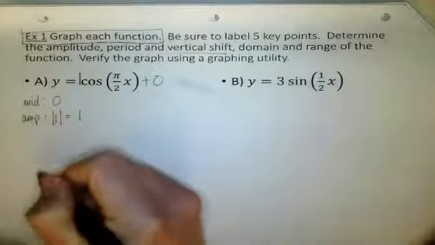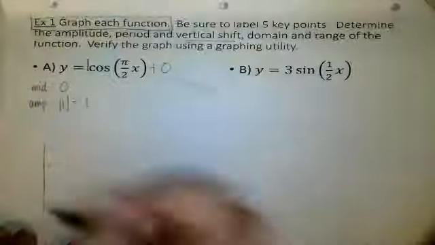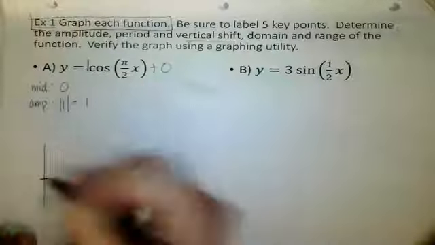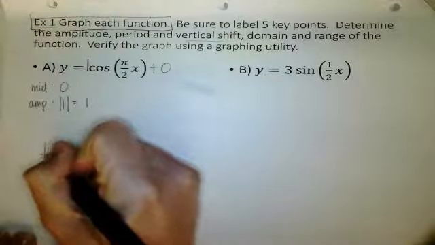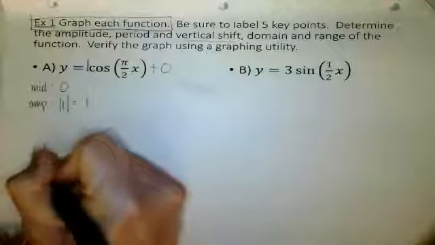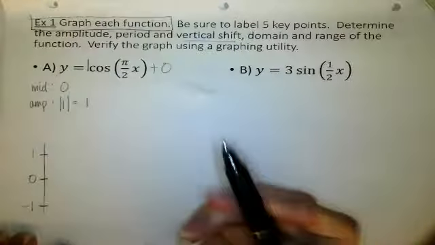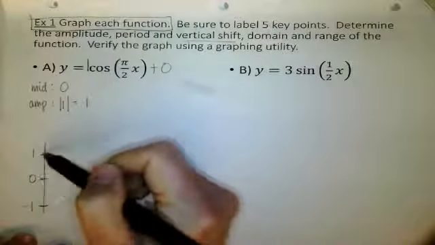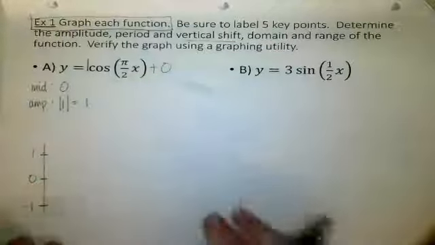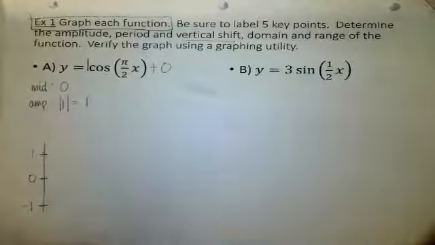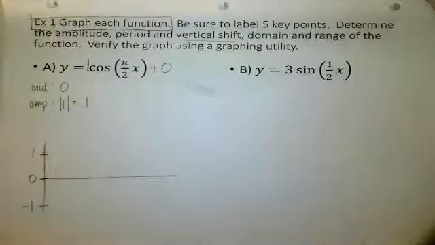So that's enough information for me to graph my vertical axis here. So my midline is 0. What's my maximum value going to be? 1. What's my minimum value going to be? -1. So midline, and then we do 1 amplitude above and 1 below. All right. So this is my midline. I'm going to go ahead and draw that in.